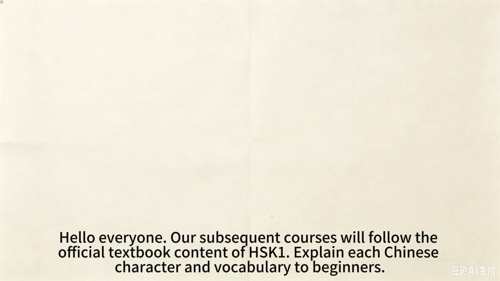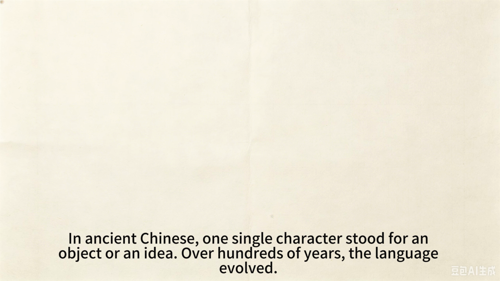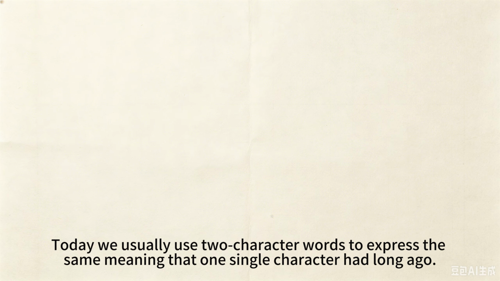Our subsequent courses will follow the official textbook content of HSK 1. Explain each Chinese character and vocabulary to beginners. In ancient Chinese, one single character stood for an object or an idea. Over hundreds of years, the language evolved. Today, we usually use two character words to express the same meaning that one single character had long ago.